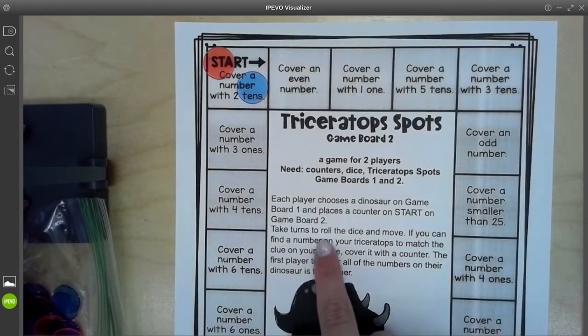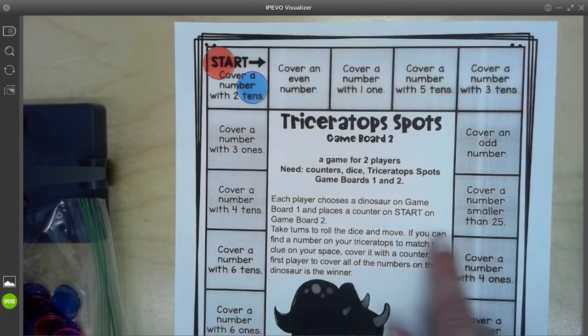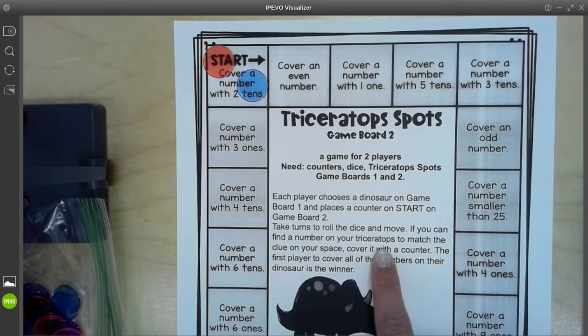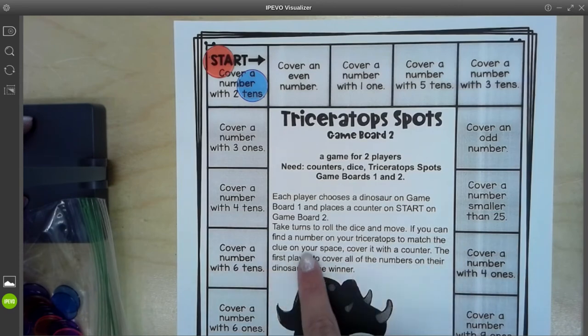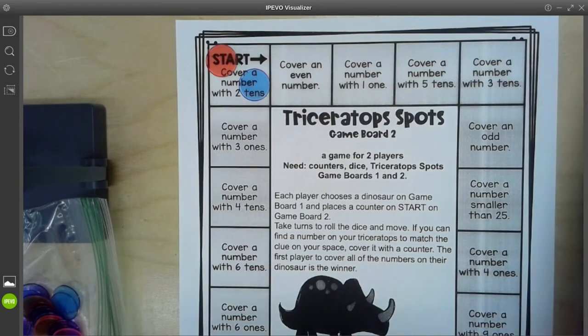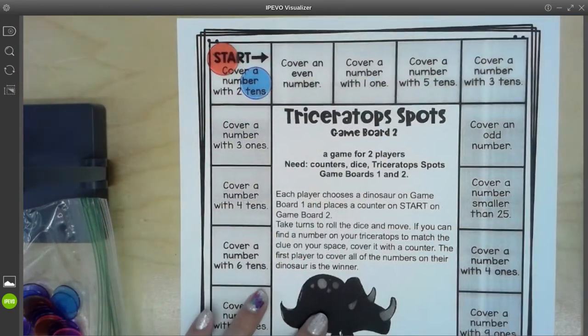Now it says you're going to take turns to roll the dice and move. If you can find a number on your Triceratops, which is your dinosaur, to match the clue on your space, you're going to cover it with a counter. The first player to color all their numbers on their dinosaur is the winner.